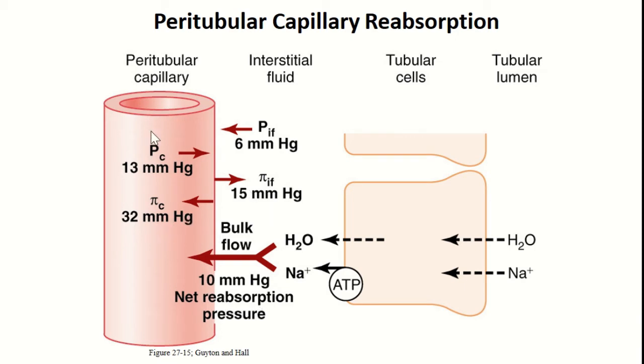So if there is any change in these pressures, they are going to affect reabsorption and secretion. Let's suppose if the plasma colloid osmotic pressure increases, then there will be more reabsorption of fluid from the interstitium into the peritubular capillaries, just as we have discussed in glomerulotubular balance. And if the plasma colloid osmotic pressure decreases, then there will be decreased reabsorption.